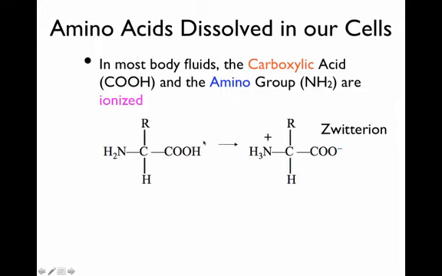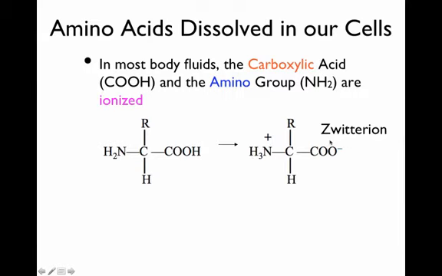So even though I have been drawing amino acids like this throughout the beginning of this lecture, where the carboxylic acid is not charged and the amine group is not charged, for the most part amino acids in our cells are electrically charged. The carboxylic acid has lost its H plus and it ends up being negatively charged. The amine group has gained an H plus and is positively charged.